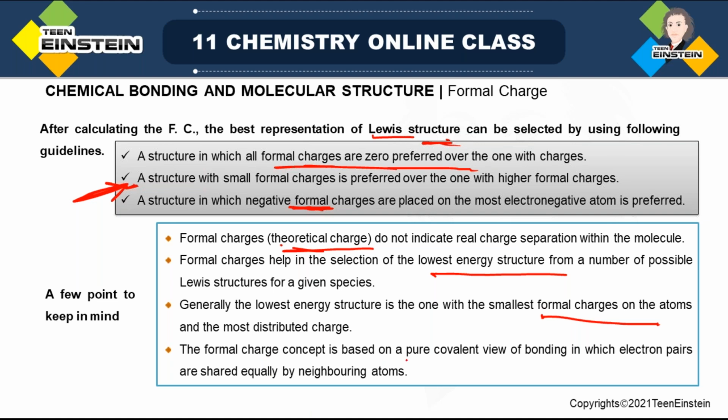The formal charge concept is based on a pure covalent view of bonding. Now, covalent view of bonding means there is a bond between A and B, these two atoms.